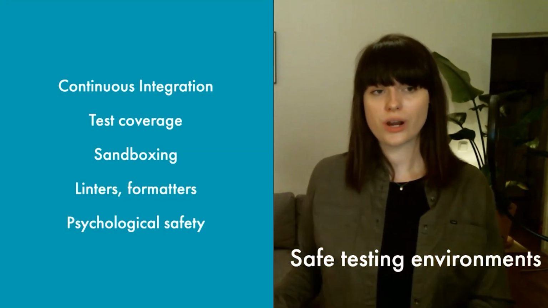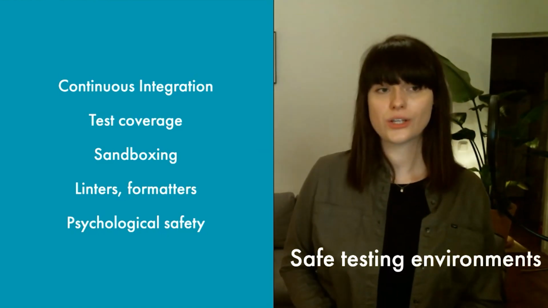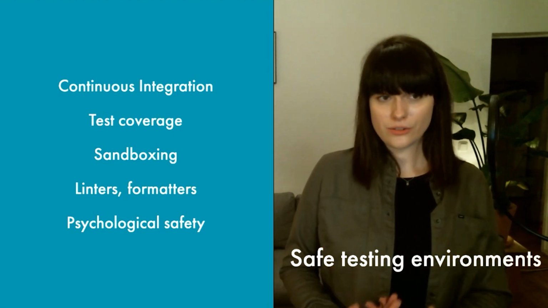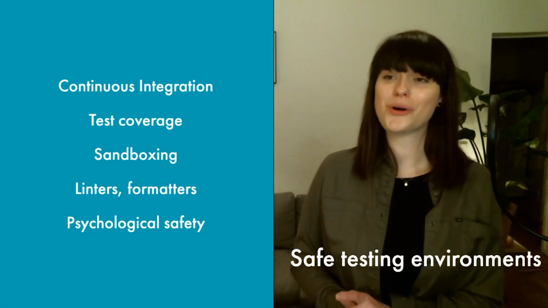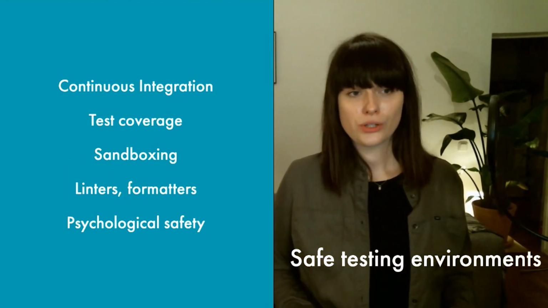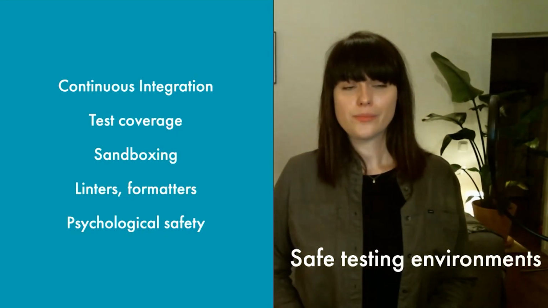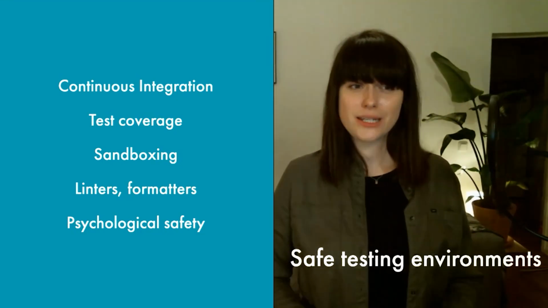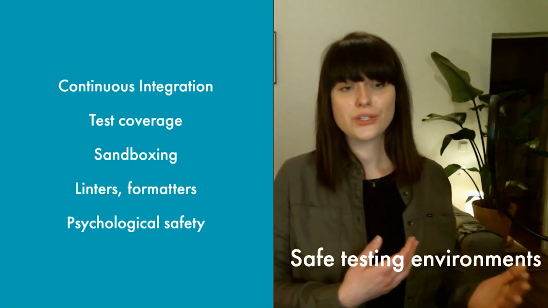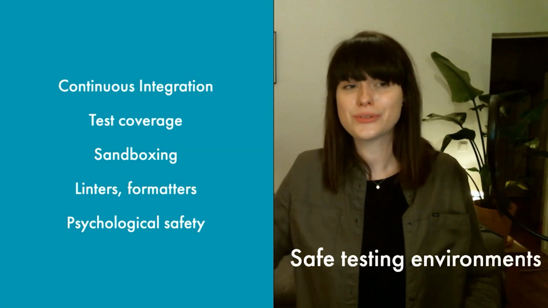Robust continuous integration systems that serve as the safety net. Good test coverage that makes it all possible. Secure sandbox environments that save us from messing up with the resources we don't want. Linters, code formatters that reduce our cognitive load. And finally, the team culture ensuring psychological safety. Knowing it's okay not to know something or to try what's likely to fail and do it regardless.